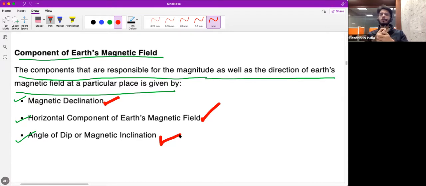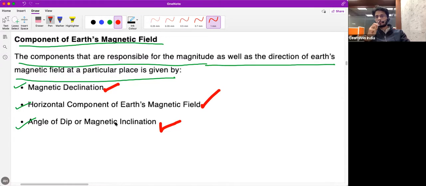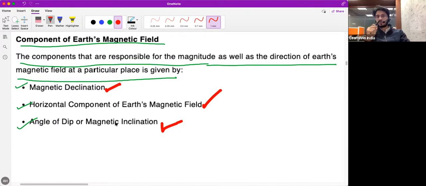It's like latitude and longitude. If I ask you to tell me the position of any point on the surface of Earth, you can just tell me its latitude and longitude, and I can reach there. Just like latitude and longitude, if you want to completely define magnetic field of Earth at every point, you need these elements: magnetic declination, horizontal component of Earth's magnetic field and angle of dip. Note it down. Please take notes of these topics.